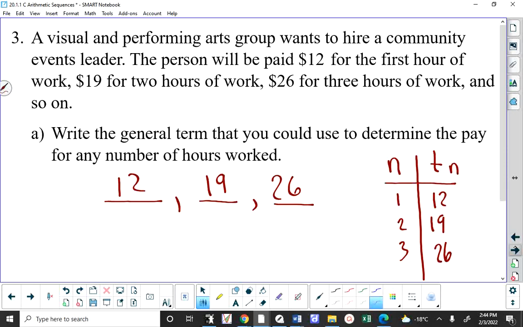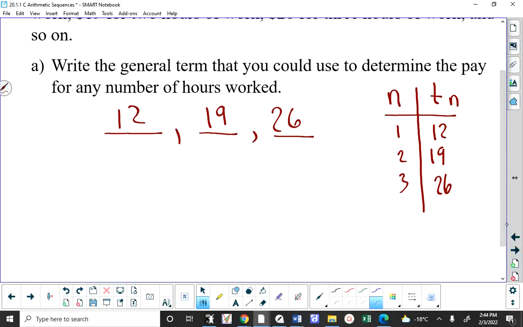But you need to understand that this column is really the number of hours, and this column is really the amount of money. That's all. Everything we do with this formula that I'm going to show you on the right-hand screen again, we do with those numbers. It's just that we remember n as a number of hours. It's not just a term number. And Tn is a number of dollars. It's not just a term value. So write the general term that you could use.